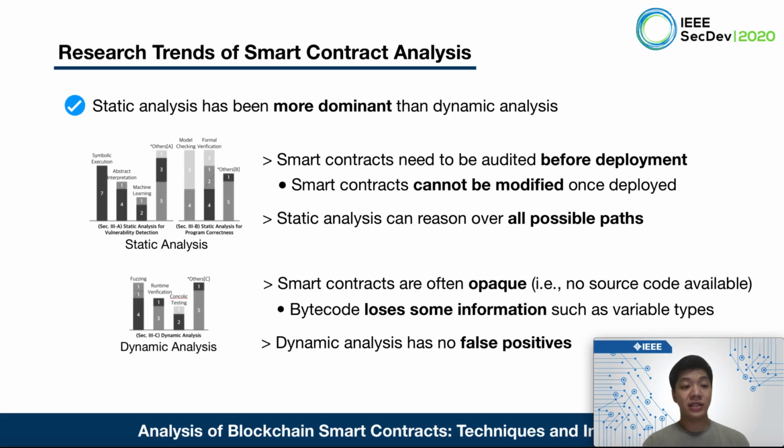Also, as static analysis is based on abstraction, it can reason over all possible paths. On the other hand, dynamic analysis is meaningful as well, as many contracts do not have their source code available. Analysis at the bytecode level can result in precision loss due to lack of information such as variable types. Also, as dynamic analysis is based on concrete executions, it does not suffer from false positives.